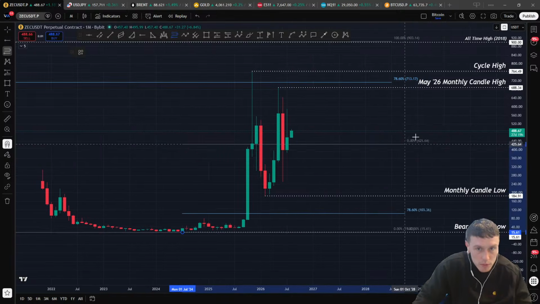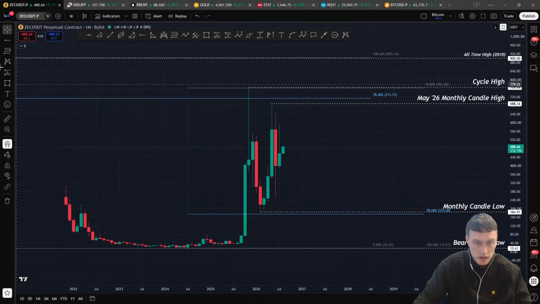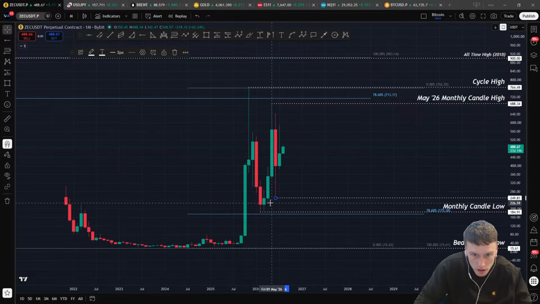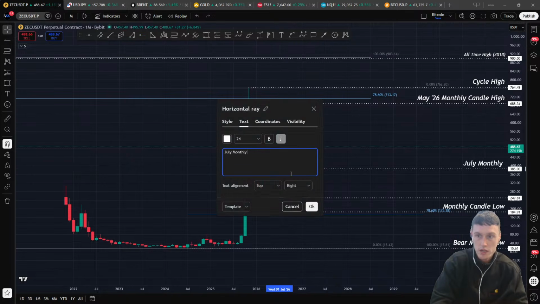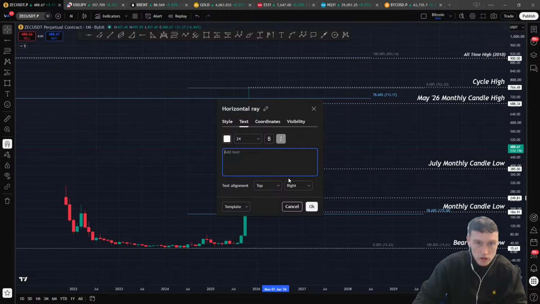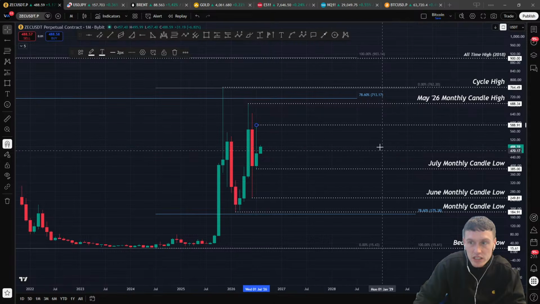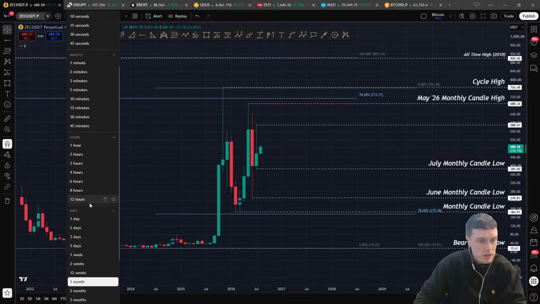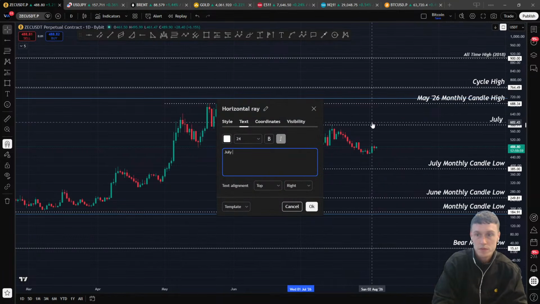We're going to get a fib from low to high as well. It's the battle of the 786s, hey? Right, let's see. This is a pretty important low as well. Just going to come along. Alrighty. July monthly candle low. June monthly candle low. Is that really right on the 1st of July, that push? Super interesting. Okay. No, it wasn't.